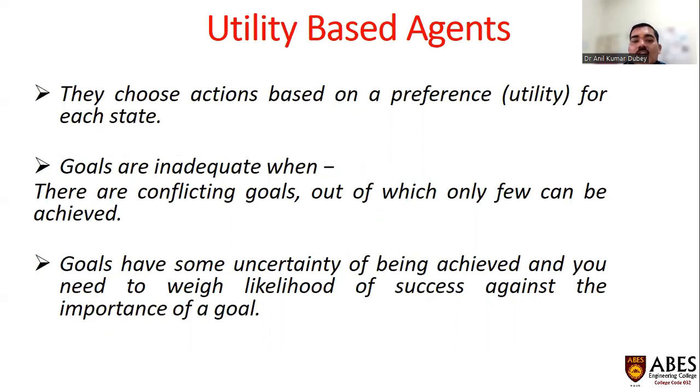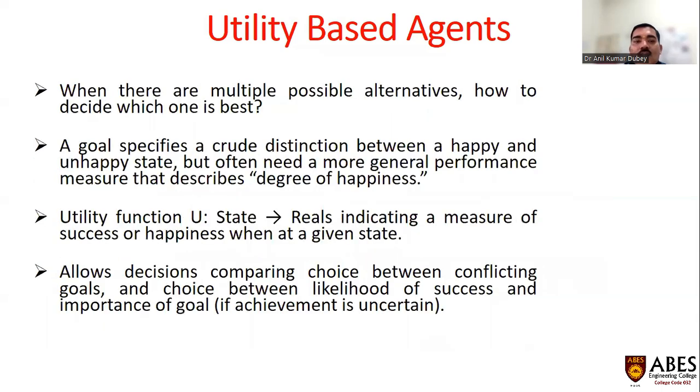Goals are inadequate when there are conflicting goals, out of which only a few can be achieved. Goals have some uncertainty of being achieved, and you need to weigh the likelihood of success against the importance of the goal. For example, when there are multiple possible alternatives, how to decide which one is the goal? Those are the confusions basically. For this particular purpose, the agent uses the utility-based agent.